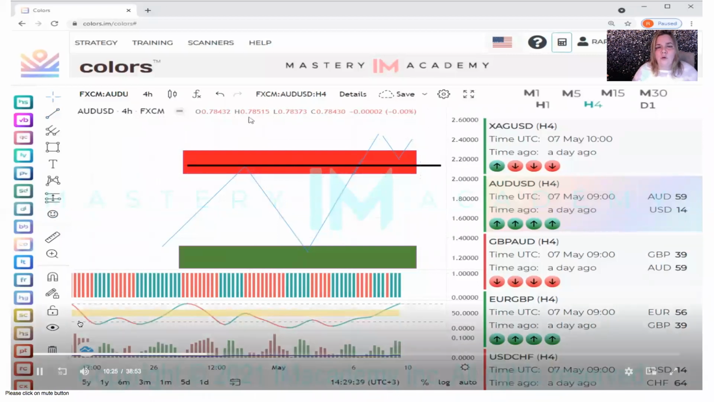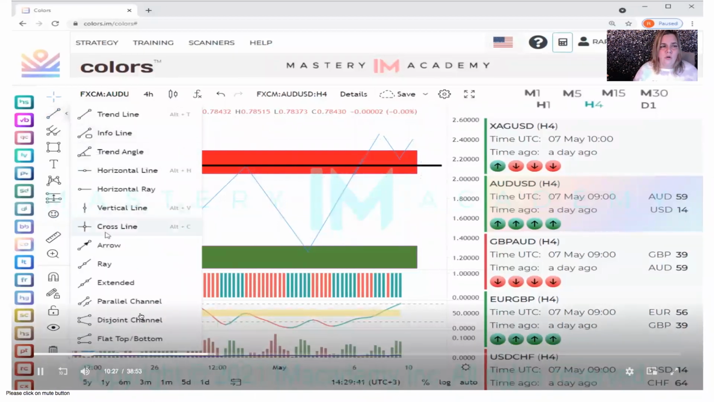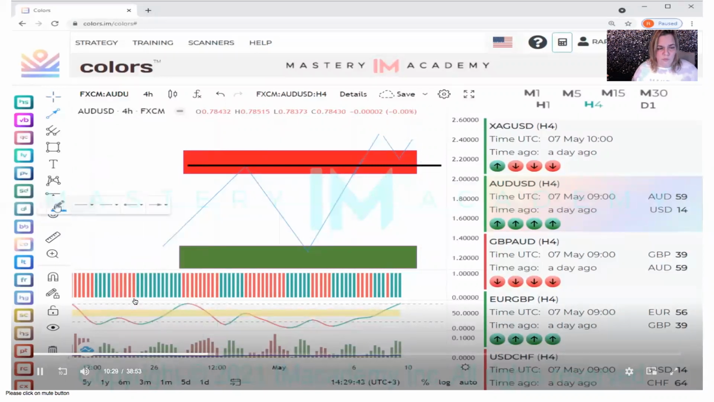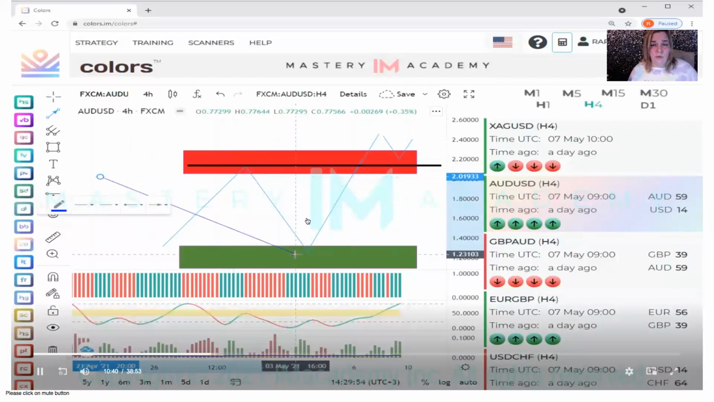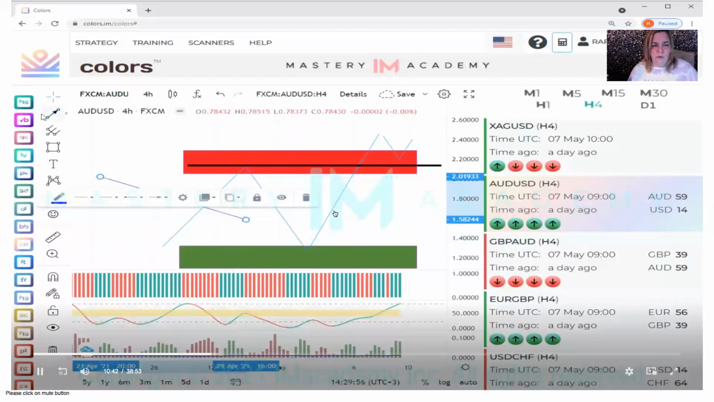You want it to come in the red box. Everybody get it? What do you want it to do? Come in the red box. We want it to go where? Inside the red box. We want it to go inside the red box, and then we want it to reject out of the red box. And once it rejects out of the red box, we want it coming down. We want price to reject where? Inside the green box.